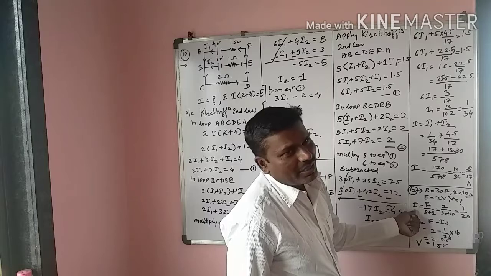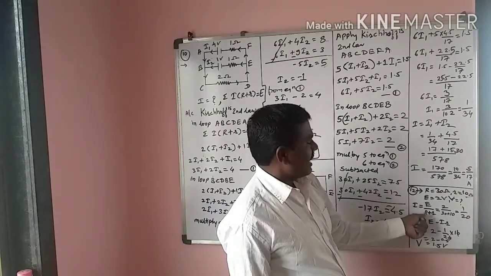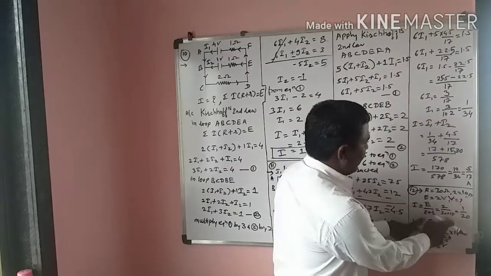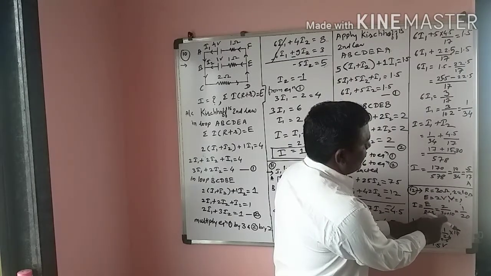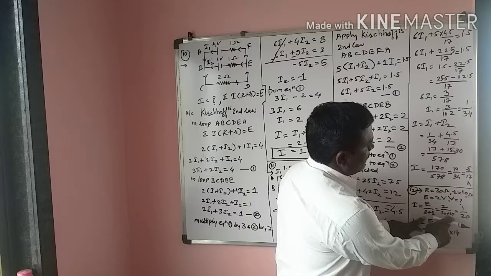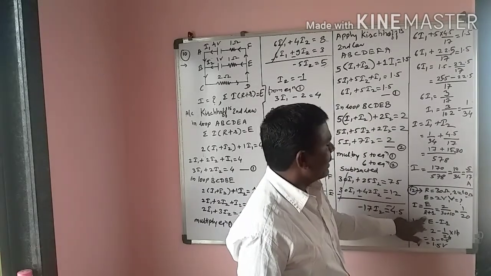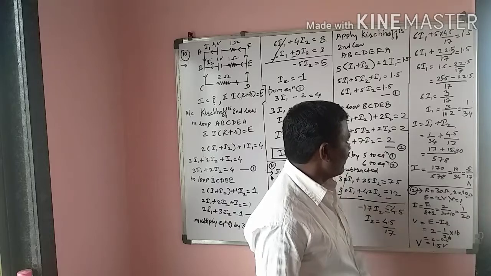Current is nothing but I is equal to E upon R plus r, that is 2 upon R, which is given as 30, and internal resistance 10. 30 plus 10, that is 40, and 2 divided by 40 is 1 by 20. That is the current, 1 by 20.